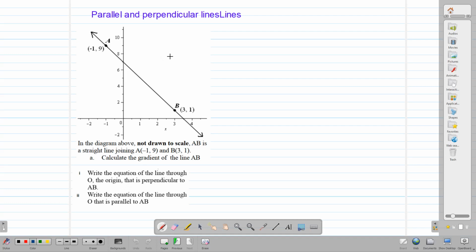So let's find our gradient. We can find our gradient by using the graph. We already have a nicely drawn triangle. It's a right angle triangle, so it's perfect for calculating our gradient.